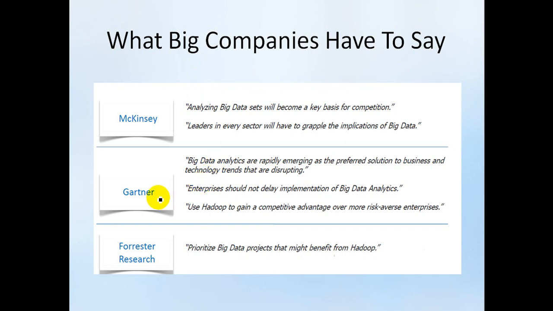And Gartner also says very similar things. It says we should not delay implementation of big data. So that's the reason most of the companies have started as soon as possible, and it specifically talks about Hadoop. And Forrester Research also says about big data and Hadoop basically.